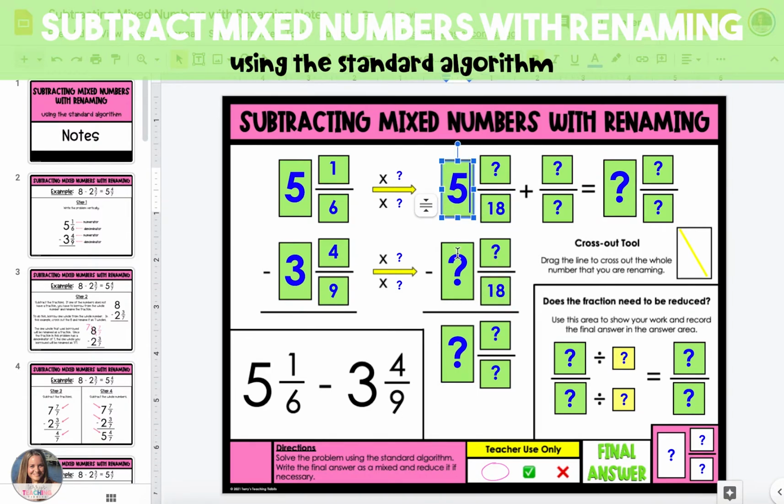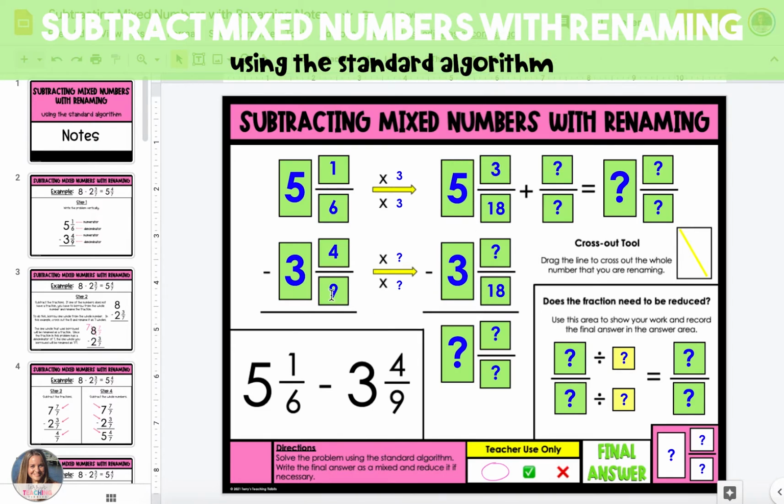Now we have to convert 1/6 into 18ths. To do this, we're going to look at the denominator 6. 6 needs to be multiplied by 3 to get the common denominator of 18. Because we multiply the denominator by 3, we also multiply the numerator by 3. When we do this, we get an equivalent fraction of 3/18.